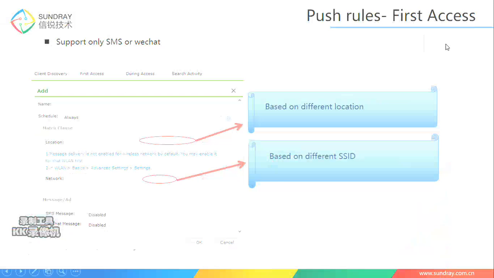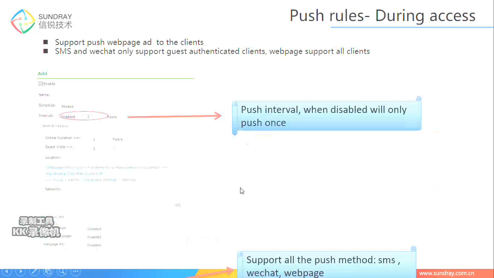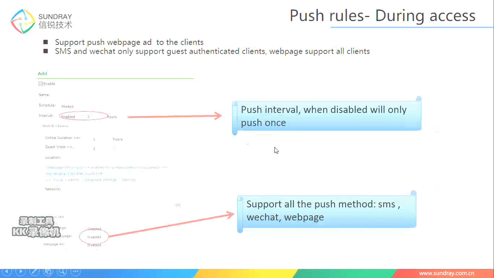And the first access is the same, only supporting SMS and WeChat. We can send messages based on different locations. During access we can push all types of messages. The rules we can set by interval or online duration, guest visit times, and different locations.